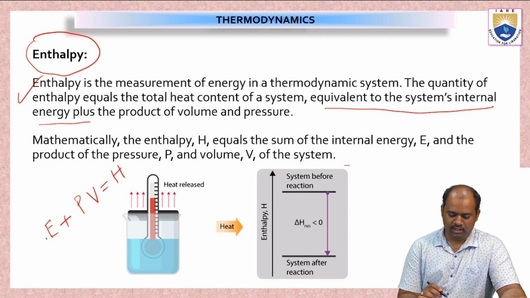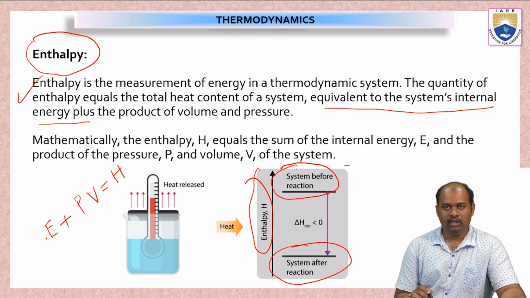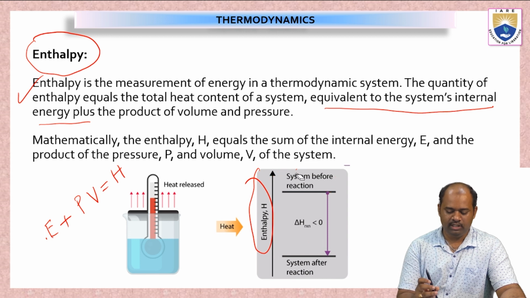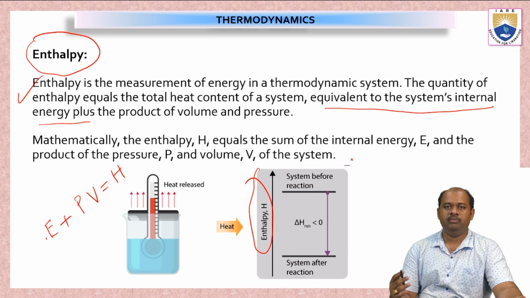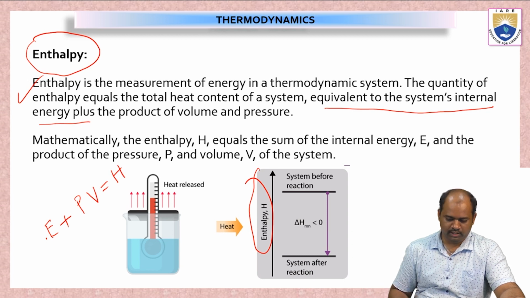Now in this diagram we can see enthalpy is being increased. Here we can see there are two stages. This is the system after reaction, and this is the system before the reaction. Now in this picture we can simply understand that when there is an increase in the enthalpy, the system will change according to the amount of energy being supplied into the system or taken out of the system. The enthalpy will increase or decrease. Now we'll go to the next one.